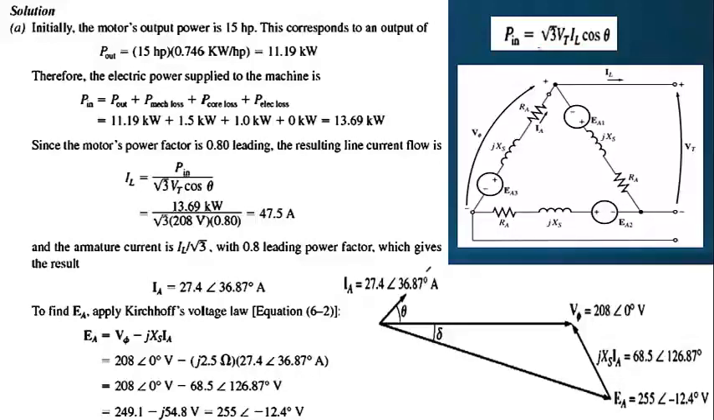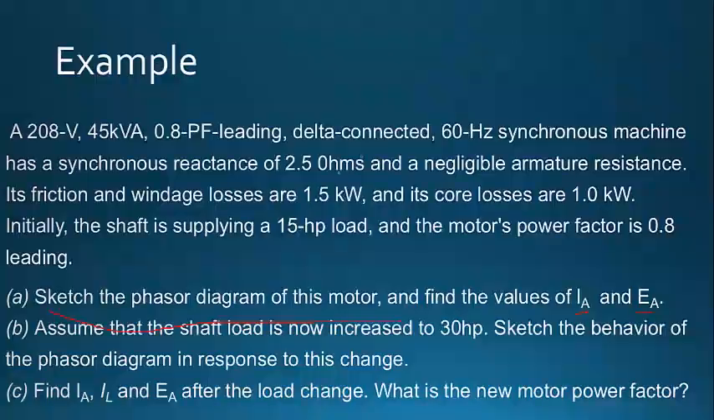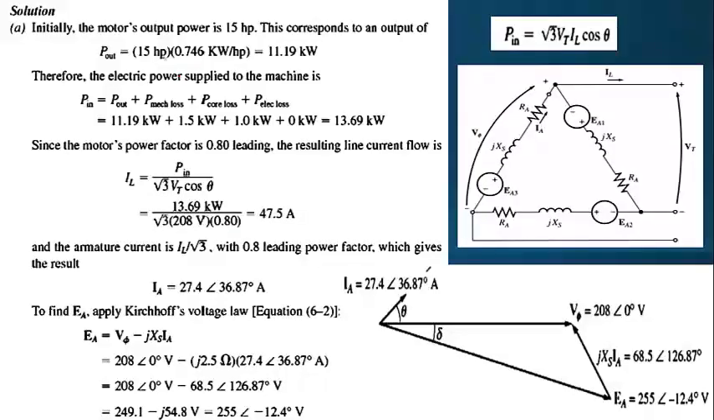But we were not given the input power. The power that was given to us was the output power. It was supplying a 15 horsepower load, so this represents the output power. But we know the losses. So losses plus output will give us the input. So P input is equal to P output plus the mechanical losses, core losses, and the electric losses. But once again, the power that was given to us was a mechanical quantity.